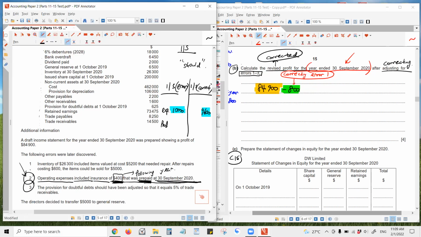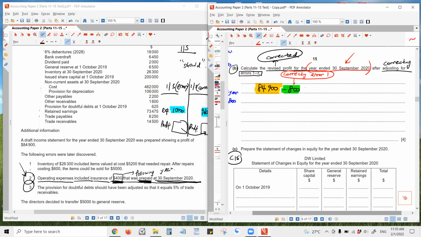Would it be higher or lower? Try to tell me in the chat box. Profit for the year will be higher or lower when the expenses is lower? Yes, right. Good, simple question. Higher. So we minus, plus, right? Plus 400. It will become higher by 400, the profit for the year.